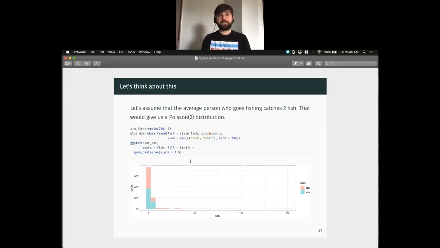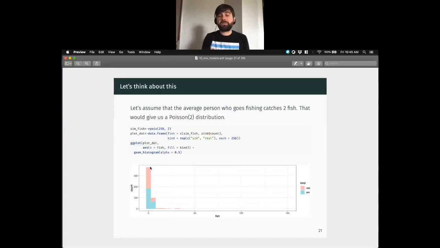I'm going to simulate that. So I'm going to just say we had 250 rows in the data. I'm going to draw 250 observations from a Poisson with a lambda of 2. And then I'm going to plot those against each other. So the pink is the observed data, and the bluish green is the Poisson data, right? And we're capturing the distribution not terribly at this range, but notice we're missing a lot of zeros here, right? And that's because a lot of people just didn't go fishing.